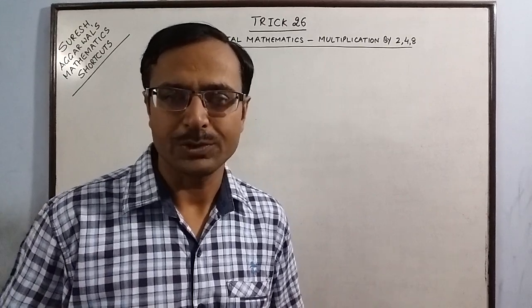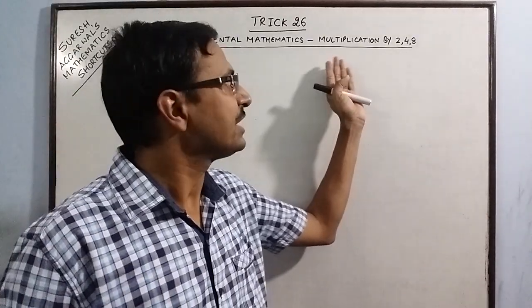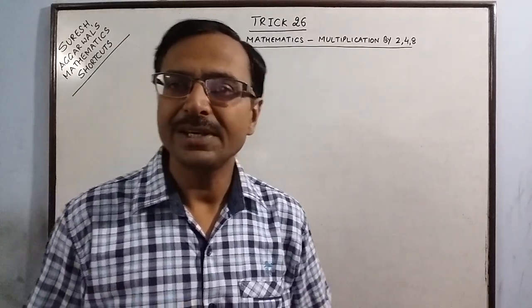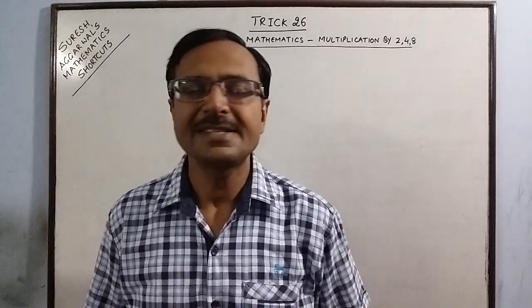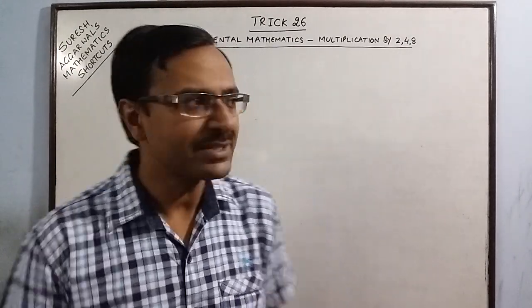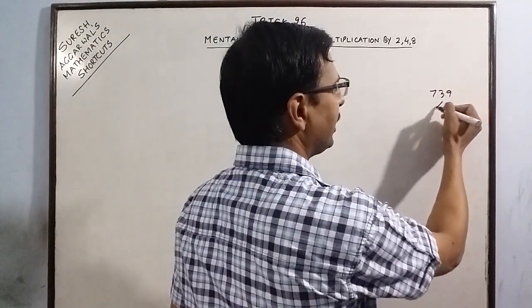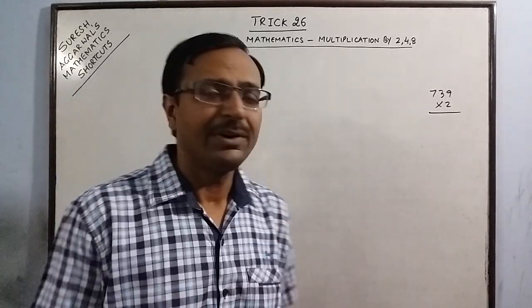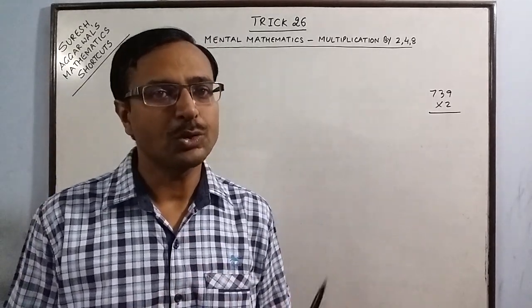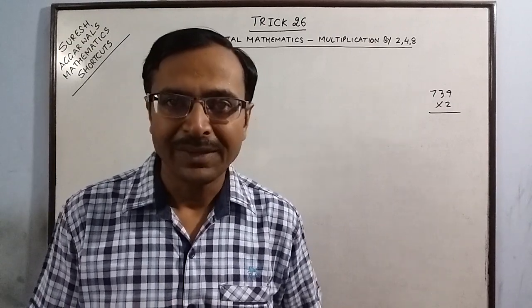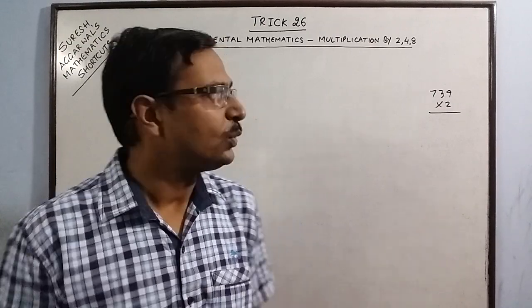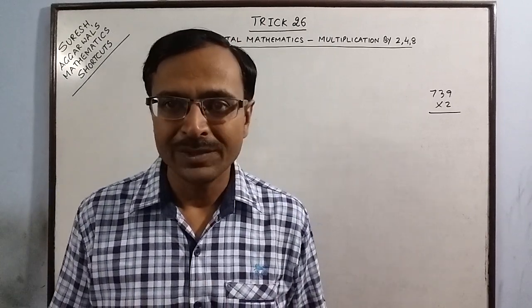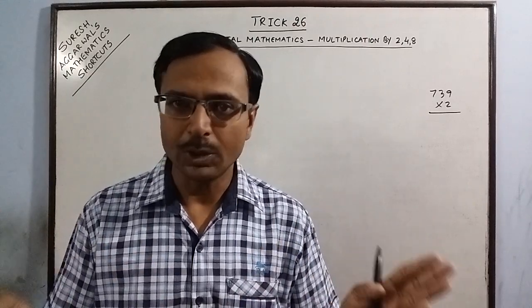Now, suppose we take the example of multiplication of numbers by 2, 4, 8 and so on. If I say to a student that you have to multiply 739 by 2, obviously he will start writing 739 by 2 like this and he will multiply it like this. But what if the same thing is told to the student in a different manner? Like, you say to the student that you have to double 739 and not multiply 739 by 2. So the entire outlook of the calculation changes.